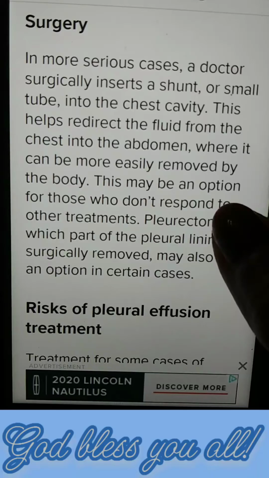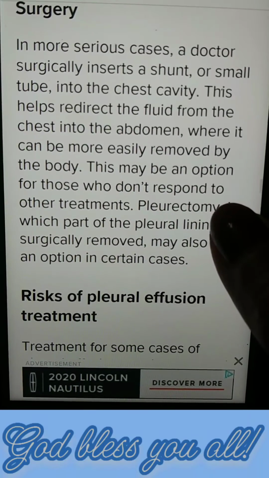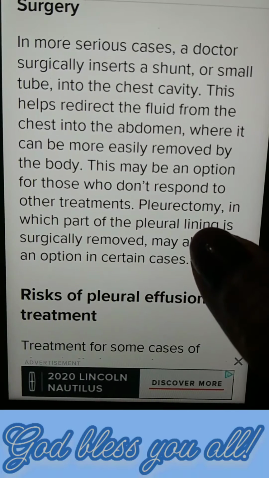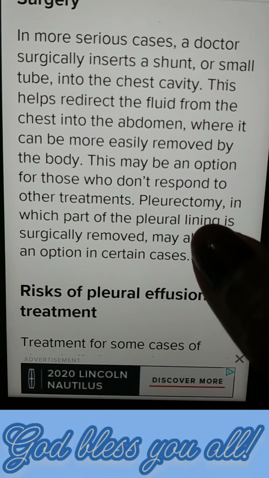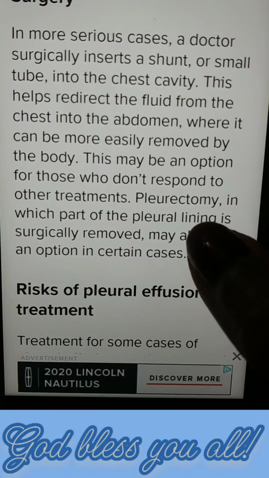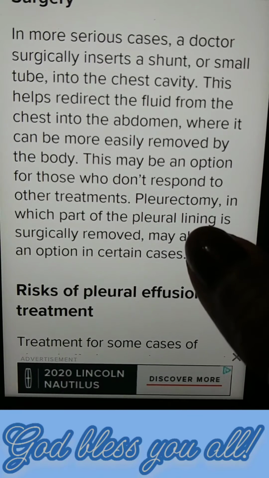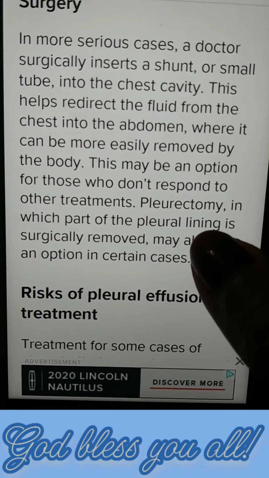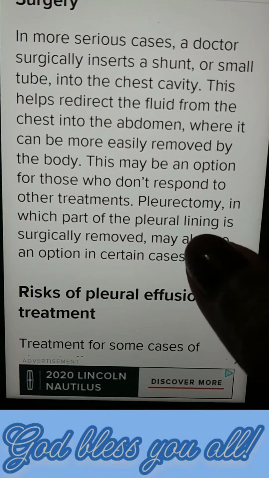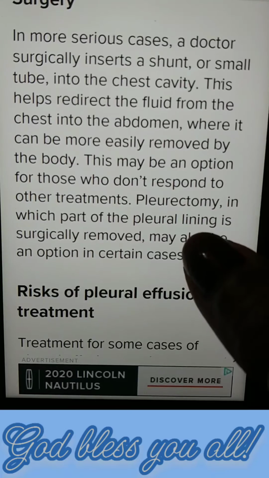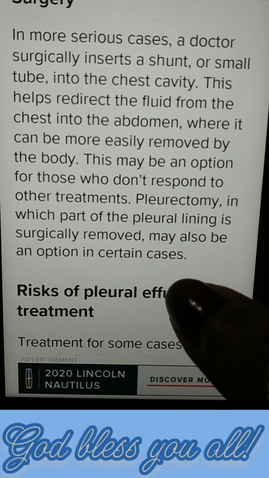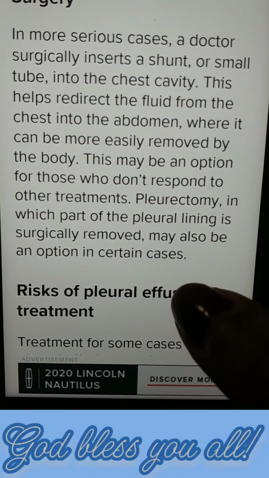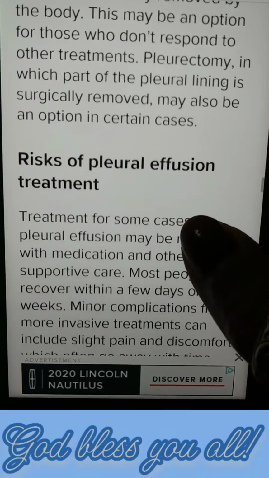Surgery. In more serious cases, a doctor surgically inserts a shunt or small tube into the chest cavity. This helps redirect the fluid from the chest into the abdomen, where it can be more easily removed by the body. This may be an option for those who don't respond to other treatments. Pleurectomy, in which part of the pleural lining is surgically removed, may also be an option in certain cases.